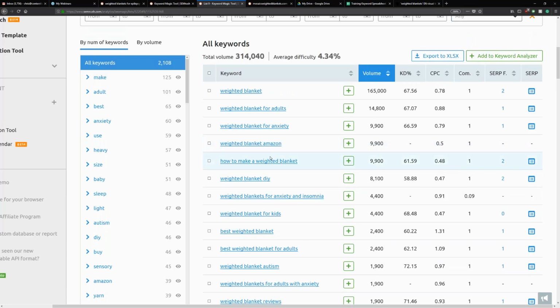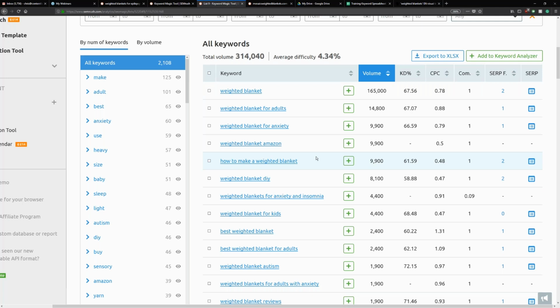How to make a weighted blanket. All right, so while I'm going down and throwing away keywords right now, I also want to mention that search intent can help you figure out what keywords are going to convert and what keywords might not convert. So once again, thinking about search intent, when we're looking at keywords, we have to think about what the intent behind a keyword is.